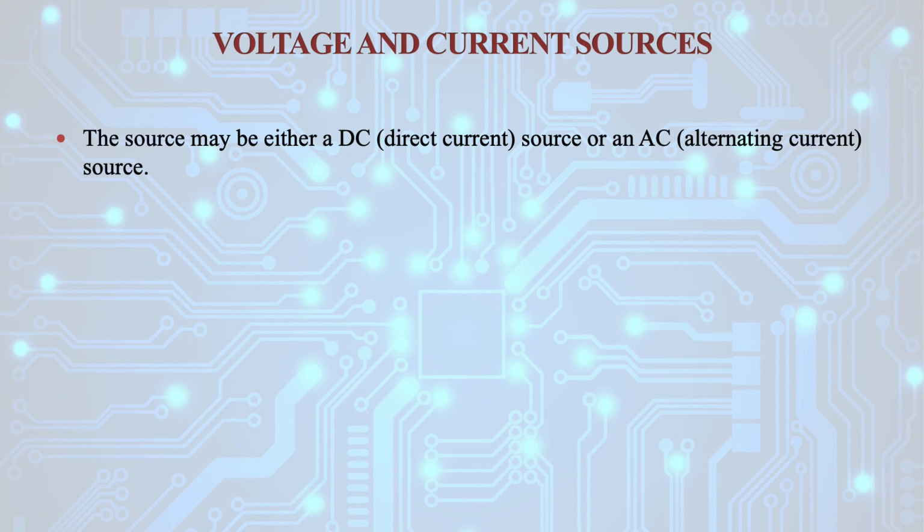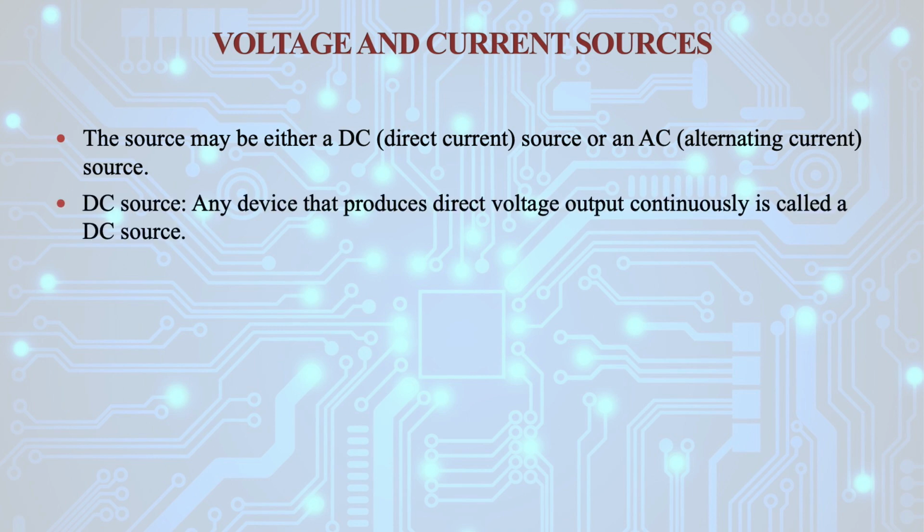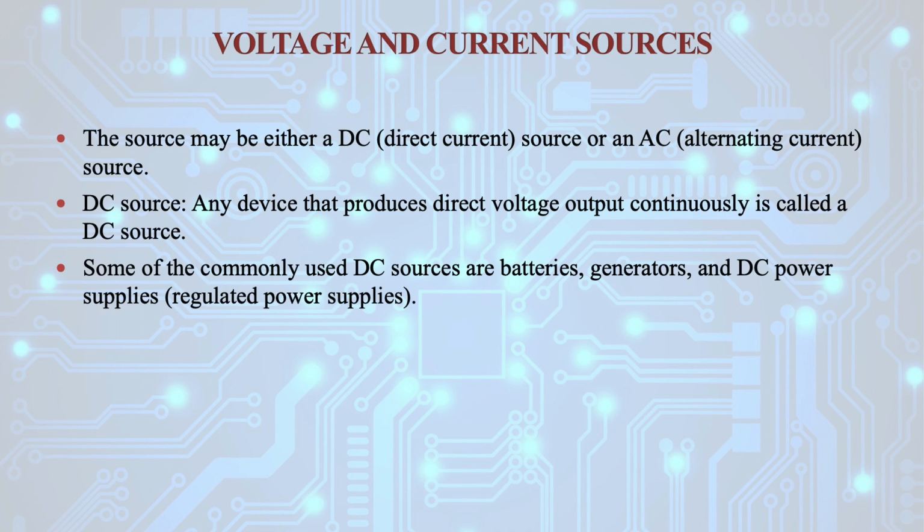Now we have to understand what is a voltage source and what is a current source. The sources may be either DC sources or AC sources. So what is a DC source? Any device that produces direct voltage output continuously is called a DC source. Some of the commonly used DC sources are batteries, DC generators and DC power supply, which is also called regulated power supply. It is also called UPS, that is uninterrupted power supply.